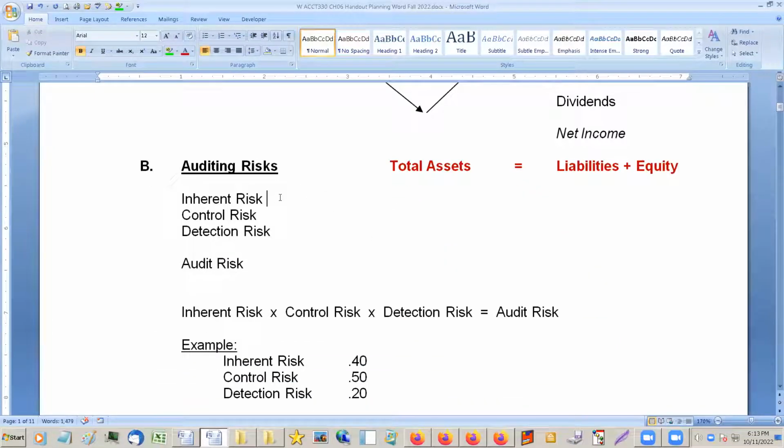Okay, risks. We may have talked about these. I think we did, but inherent risk.